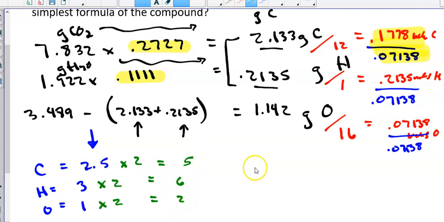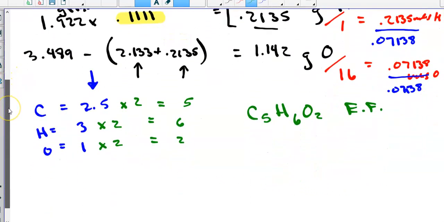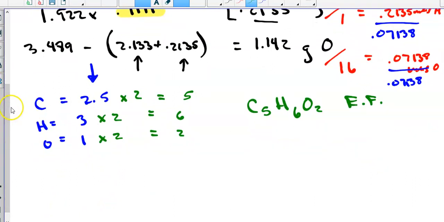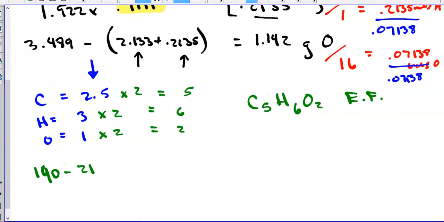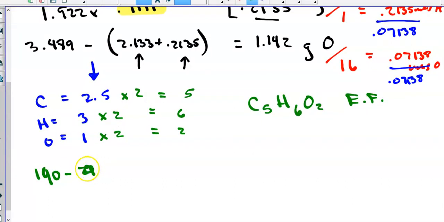That means my formula is C5H6O2. That is the empirical formula, the answer to letter B. Now part C of this problem said if the molar mass is between 190 and 220, what is the molecular formula?